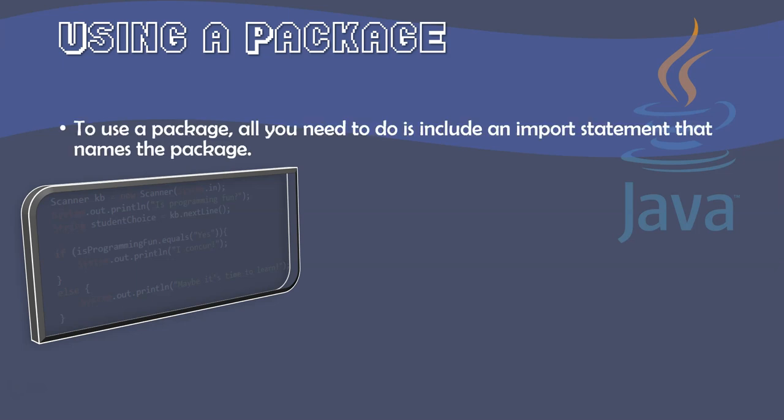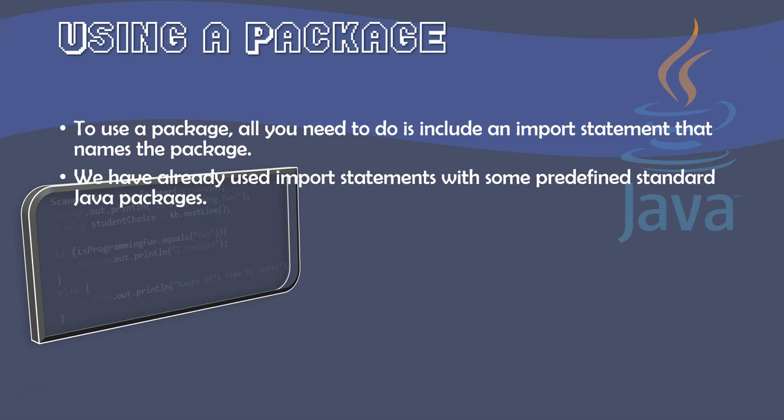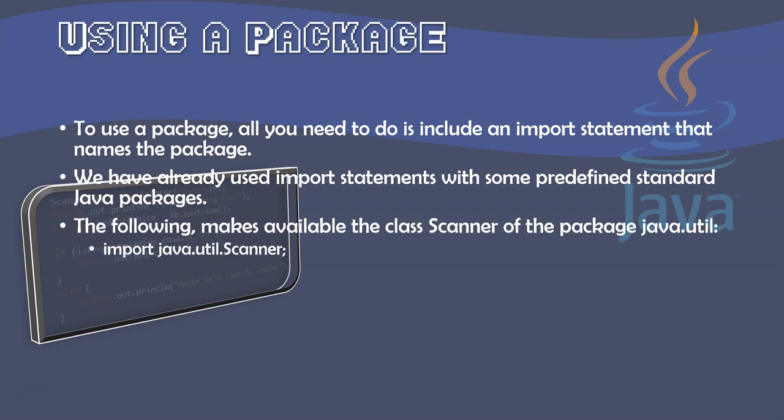To use a package, all you need to do is include an import statement that names the package. And we've actually already been using import statements with some predefined standard Java packages. The following makes available the class Scanner from the package java.util. So if we just say import java.util.Scanner, that brings the Scanner class in from the java.util library.